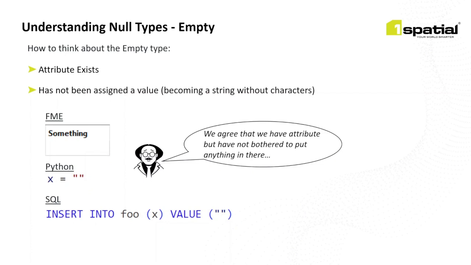The second one is the empty type. The way I like to think about empty is that the attribute exists, but it has not been assigned a value yet. It's become a string without characters. We agree that we have an attribute, but we haven't actually been bothered to put anything in there. In FME, this will just be an empty cell, as you can see. In Python, this could be the equivalent of creating a string with nothing in it, or removing the contents of a string. For SQL, again, inserting a string with nothing in it. It has been created, but there's no real clarity on why the value is not there.